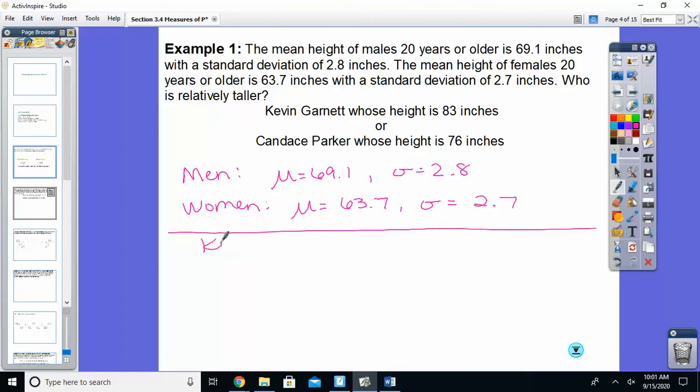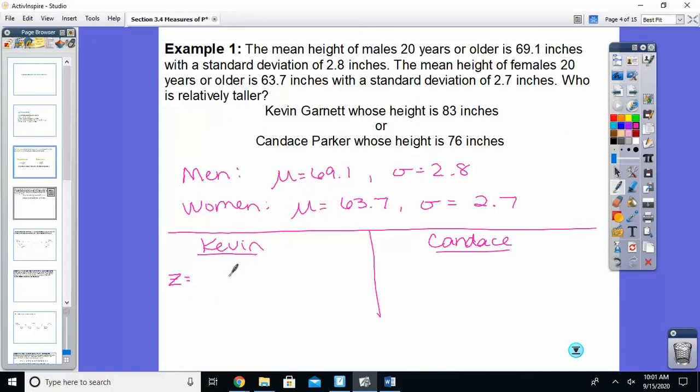Okay, so now I want to compare two people. I can't just look at these and say, oh, well, Kevin's 83 inches tall, he's relatively taller. I want to compare them to their respective groups. So Kevin has a height of 83. What I need to do is find his z-score. The z-score is really a way of taking two different measurements and putting them in the same unit, so to speak, so we can compare them.